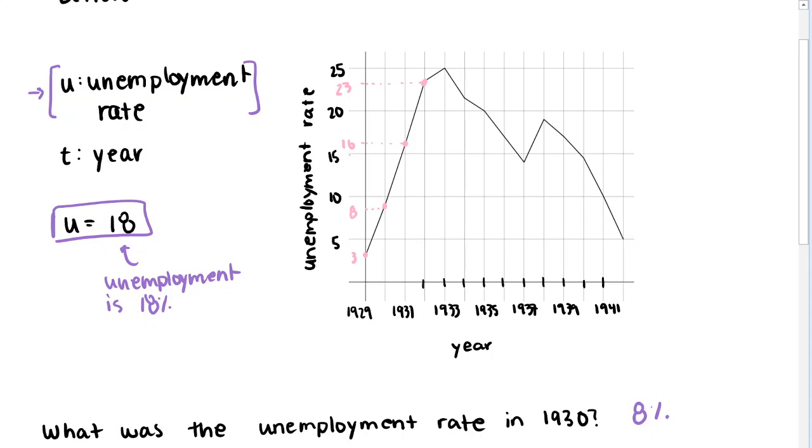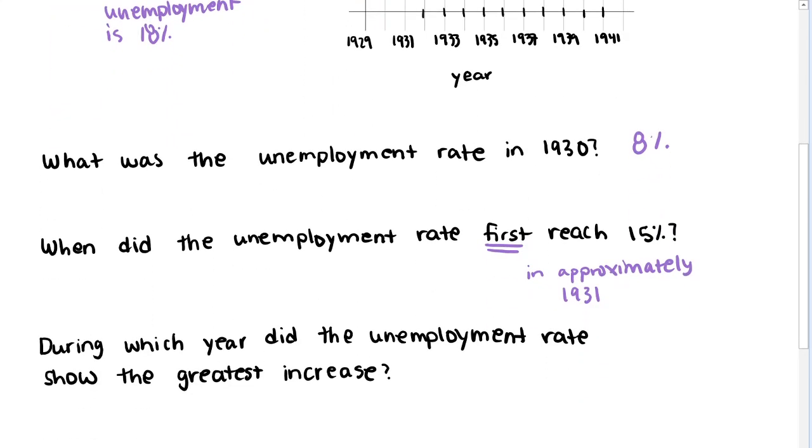And so I would say in this interval is when the biggest increase happened. So from 1930 to 1931. So during which year did the unemployment rate show the greatest increase? Well, this was in 1930 based on our graph.